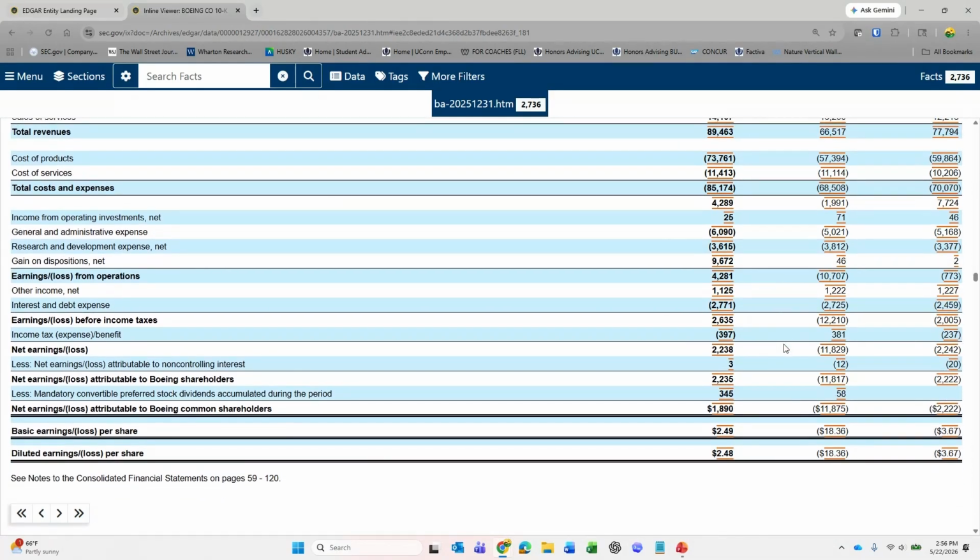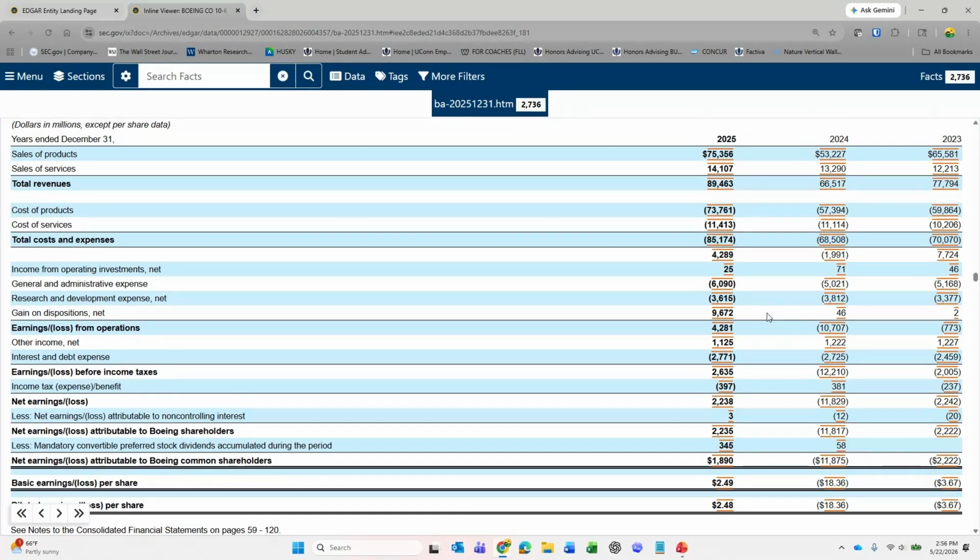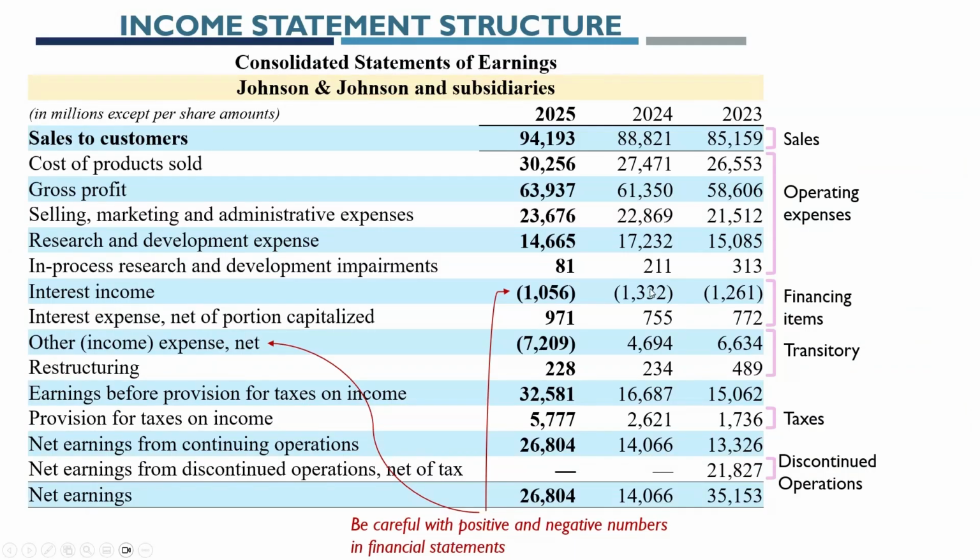So Boeing just does it flipped. They show all of their profit decreasing items as a negative number, and sometimes they have a positive number here because it is a profit increasing one, so other income. Don't read anything into it. This is just kind of a formatting choice. I will say that I think the majority of firms follow the same choice as Johnson & Johnson. Most firms that you're going to look up are going to show their expenses just as positive numbers, but you're definitely going to find examples of firms, big and small, like Boeing, who do it a little bit differently.